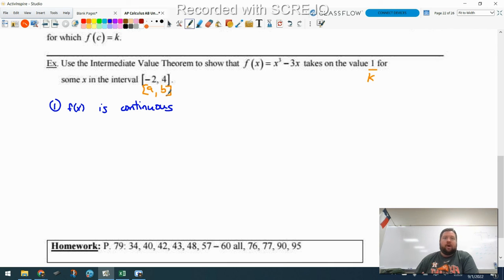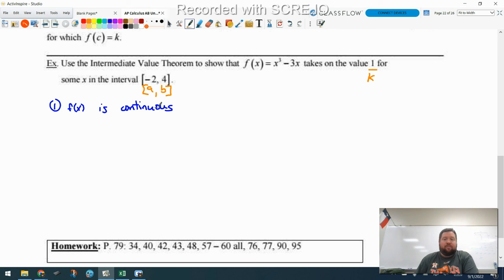When we do other problems like this, you may get a function with a denominator. If it has a denominator, that's always something you have to think about. Is there a hole? Is there an asymptote? Is there some sort of discontinuity? Polynomials never have a discontinuity.